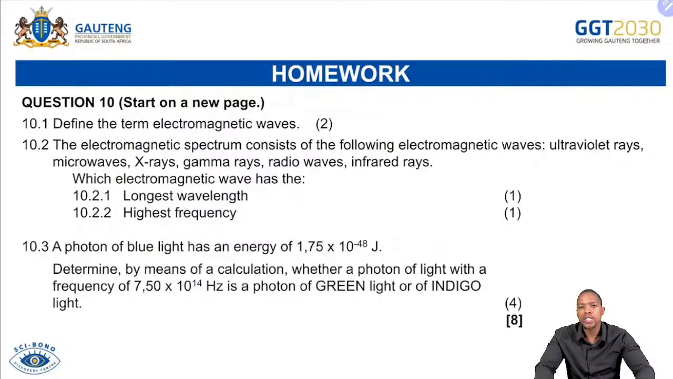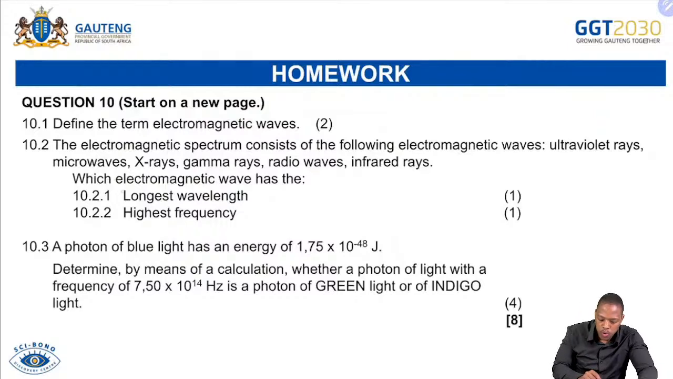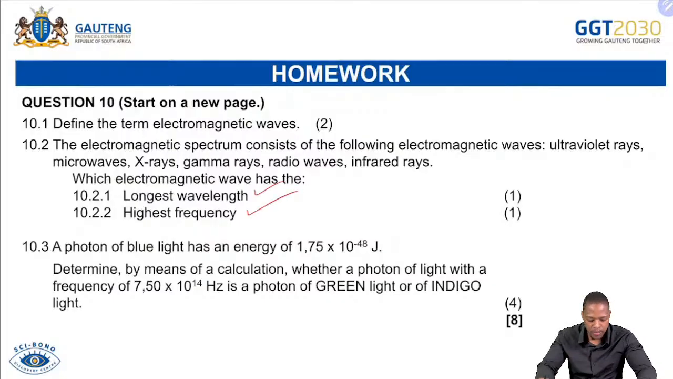Here's another one, again taken from the previous question paper. It says define the term electromagnetic waves. The electromagnetic spectrum consists of the following electromagnetic waves, put in no particular order: ultraviolet rays, microwaves, X-rays, gamma rays, radio waves, infrared. They ask which electromagnetic wave has the longest wavelength. You should be able to answer this from the small summary that we have. Which one has the highest frequency? Very, very simple question.